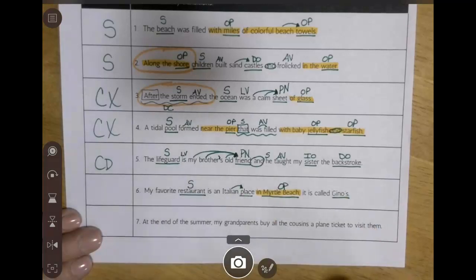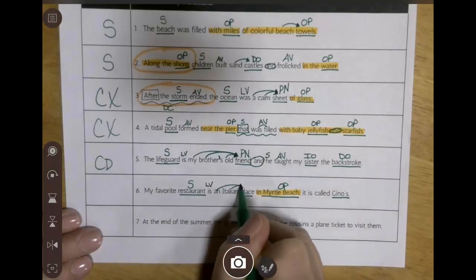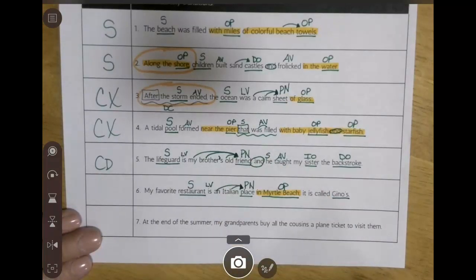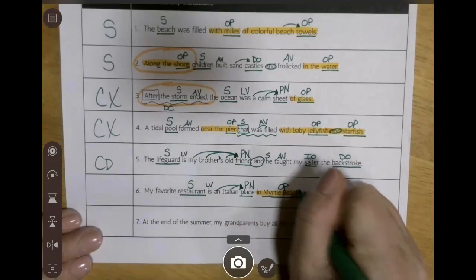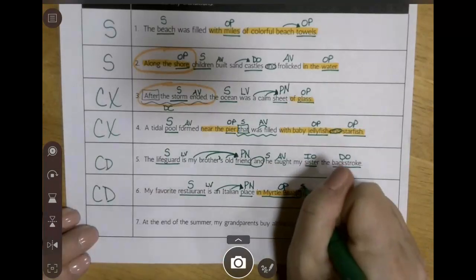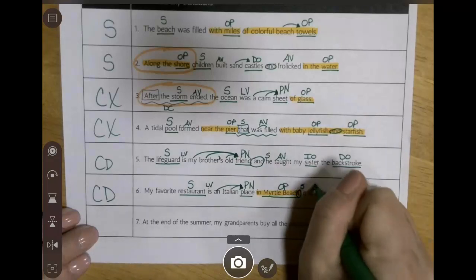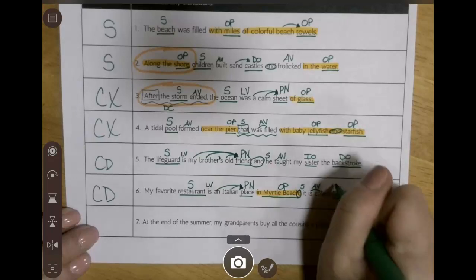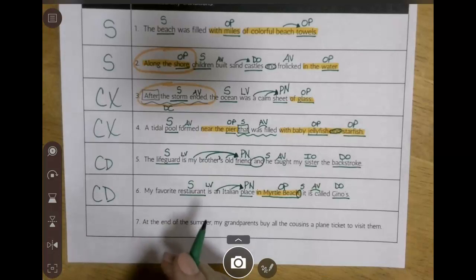Restaurant is my subject. Is a linking verb. Well, Italian and place both describe place, that makes it a noun, and since it's following a linking verb, it's a predicate noun. And I could switch it around. An Italian place in Myrtle Beach is my favorite restaurant. I could flip them. All right, now I see this semicolon. I know that that indicates a compound sentence, so I need another subject. It is my subject. Is called works together as the action verb. Is called what? Is called Gino's. So Gino's is a direct object there.